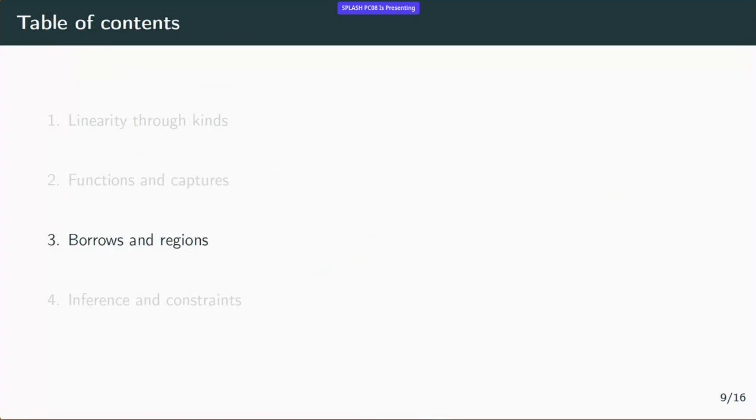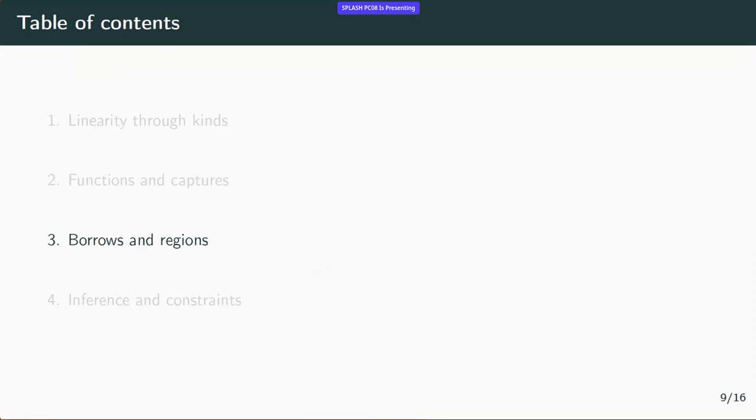Good. Well, let's press on. Yeah. So suppose you have a function that captures multiple different values, and then you need to choose the most restrictive one, I guess. Yeah, of course. Yeah, exactly. Which would be, if you capture one linear thing, then the function is also linear, which is fine by the subkinding that we just discussed a couple of minutes ago.